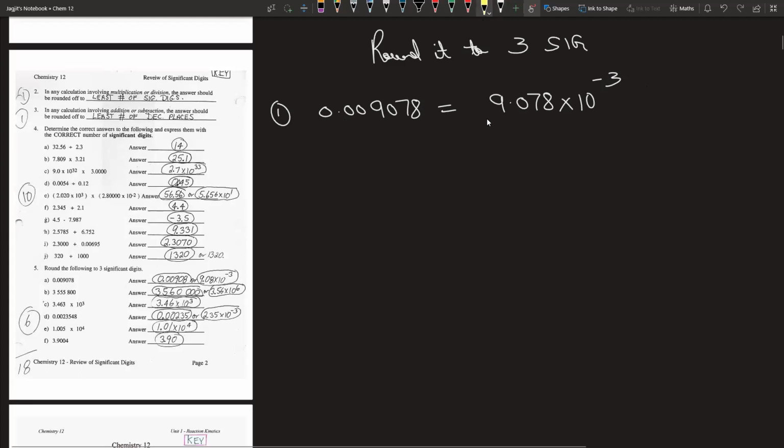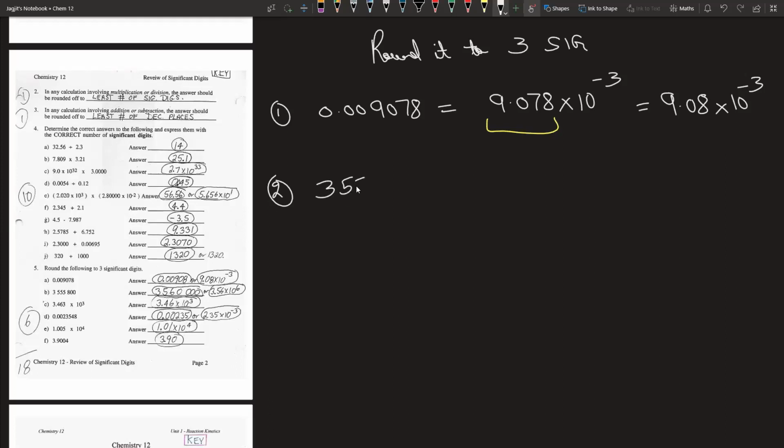Now, when you look at this, right now you have 4 sig figs. The question said round it to 3 sig figs. So this is going to get 9.0, but instead of 7, you're going to make it 8, because the next one is 8, so it gets rounded up, times 10 to the power minus 3. And now you only have 3 sig figs. Fairly simple.